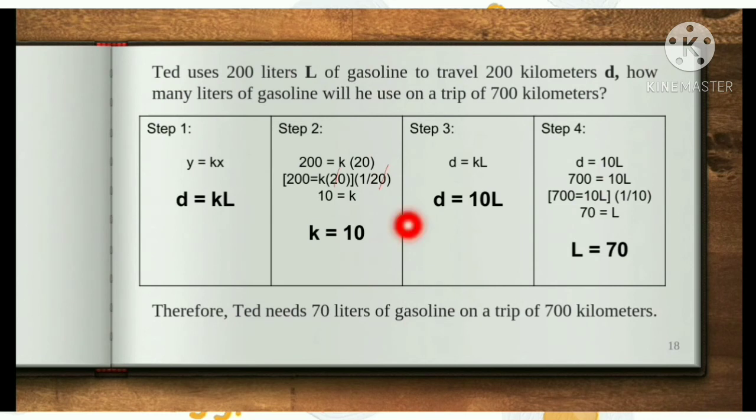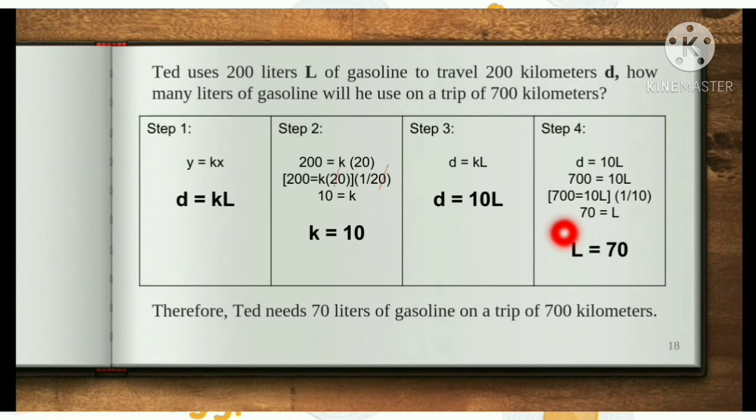We can now proceed to step 3. We write the equation from step 1, which is D equals kL, by substituting the value of k from step 2, which is 10. So the equation D equals kL will be rewritten as D equals 10L. Okay? So step 4. Use the equation found in step 3, which is D equals 10L, and the remaining information given in the problem to answer the question asked.